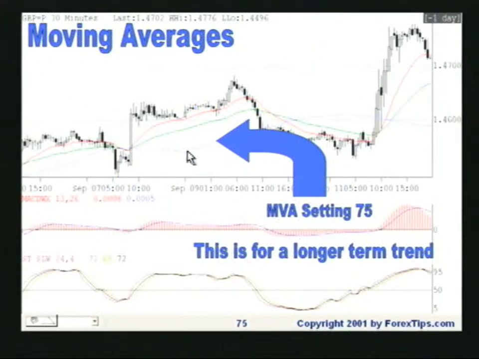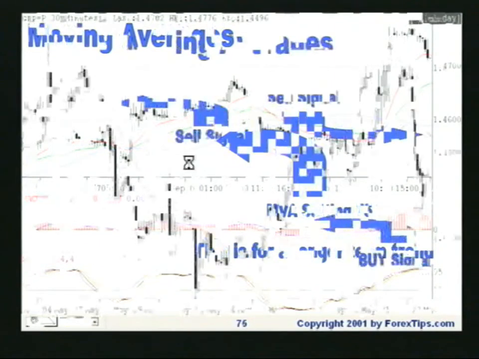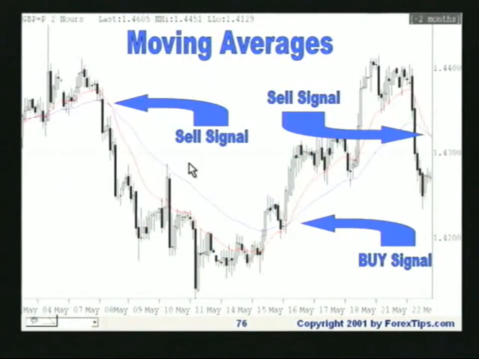Moving averages, here is a moving average with a high setting. That is a very slow moving average. You can see that the candles are going across that slow moving average in huge swings, and that it stays pretty flat. That can participate in a moving average buy and sell indicator.